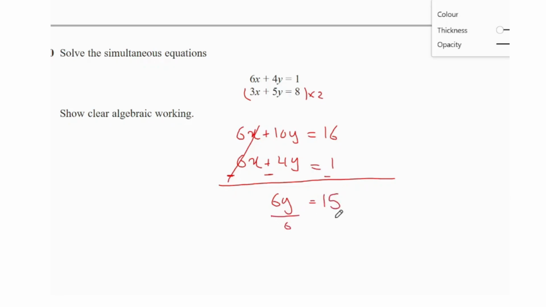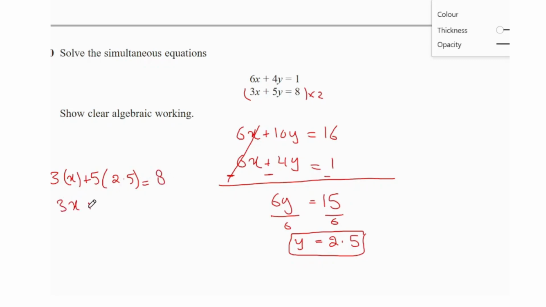So divided both sides by 6. So what we will get, y is equals to 2.5. So y value is 2.5. Now we need to find out the x value as well. So substitute in the simplest one. We have 3x plus 5, y value is 2.5. That equals to 8, right? So 3x plus, that gives us 5 times 2.5, 12.5 is equals to 8.